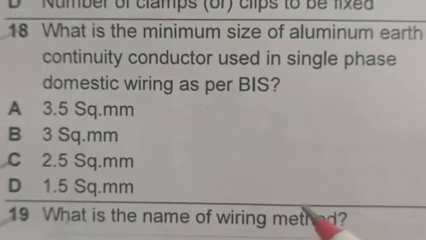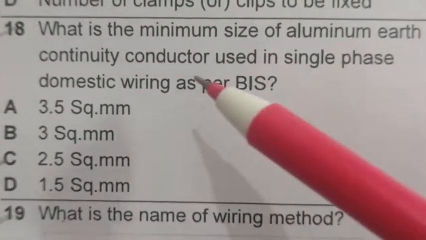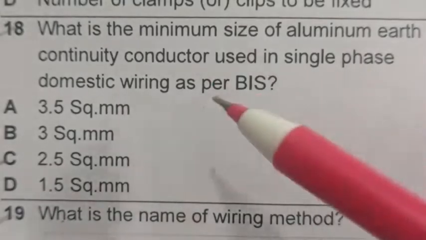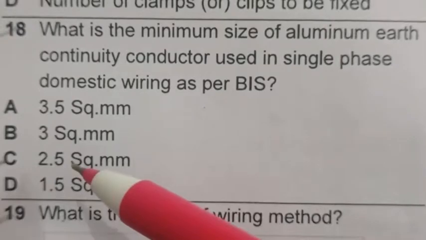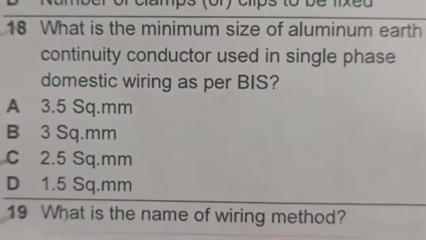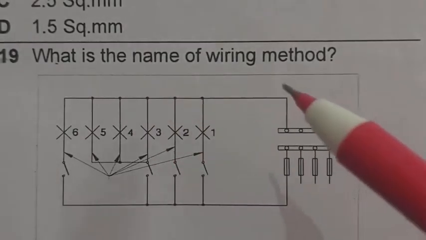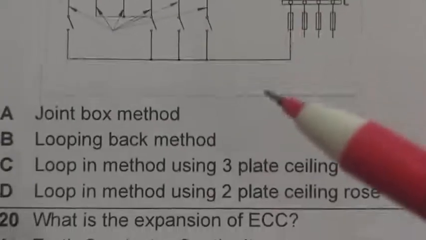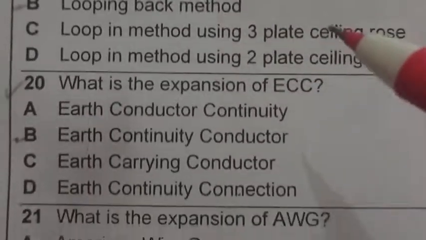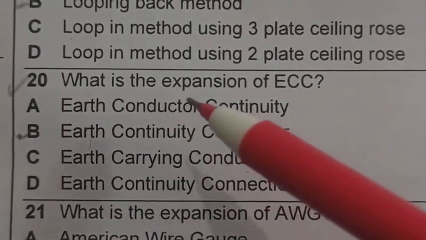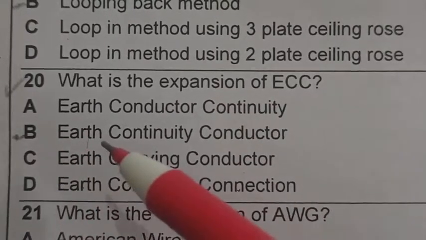Question number 18. What is the minimum size of an aluminum earth continuity conductor used in single phase domestic wiring as per BSI? Option C, 2.5 square mm. Question number 19. What is the name of the wiring method? Option B, looping back method. Question number 20. What is the expansion of ECC? Option B, earth continuity conductor.